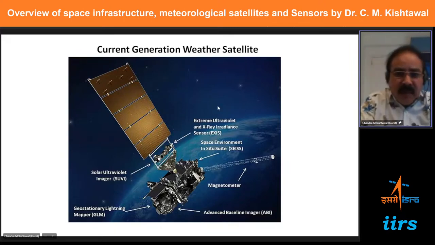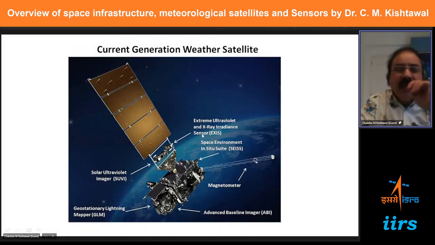There are some instruments in this present generation GOES satellite, which is basically an American satellite, and India is also trying to acquire this kind of satellites in future. Probably after 2025 there is a big mission to replace our third generation meteorological satellite with these fourth generation satellites. So they contain lots of space environment in situ suite, extreme ultraviolet and X-ray irradiance sensors.